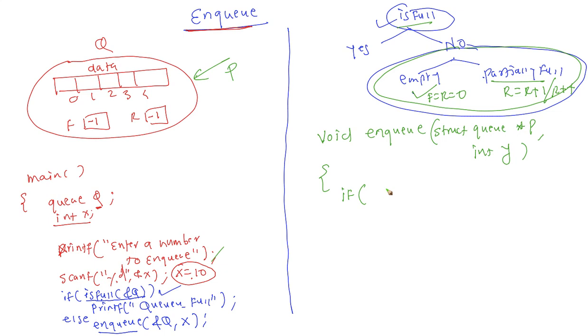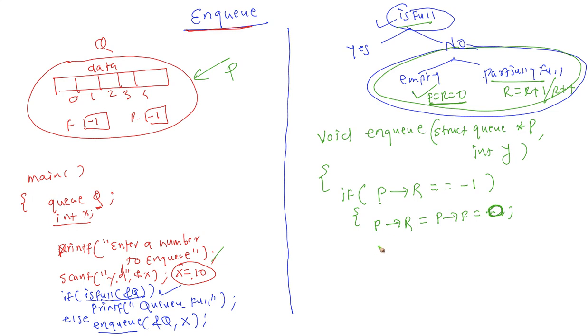If p arrow r, I am accessing this r, so name of the pointer, arrow operator, name of the variable. So this is the pointer to structure concept. If this is equal to -1, that means the queue is empty. So what will I do? I'll simply set p arrow r equal to p arrow f equal to 0. Both f and r will be set to 0. That's what we want to do, no? When the queue is empty, we want to set both f and r to 0.